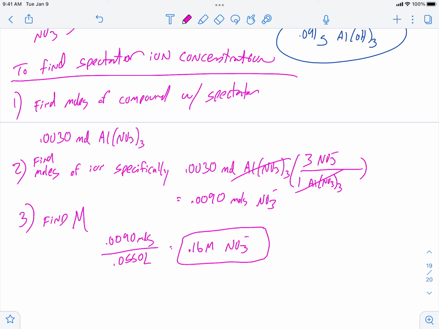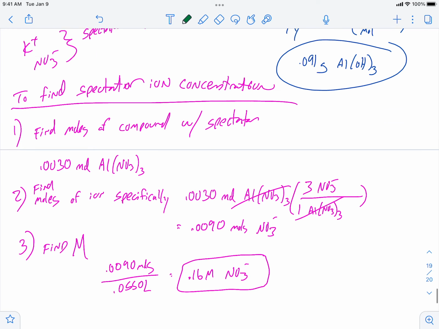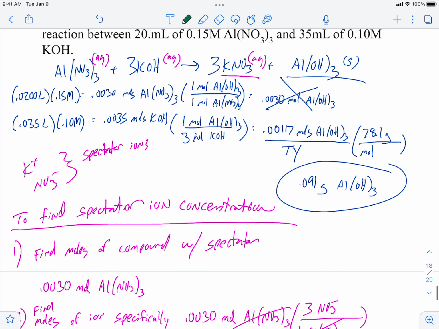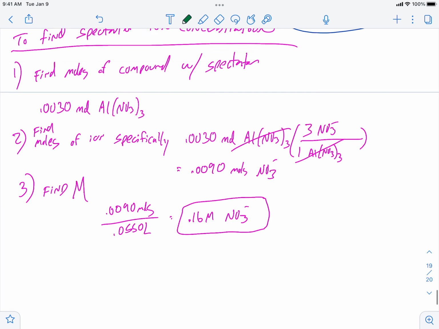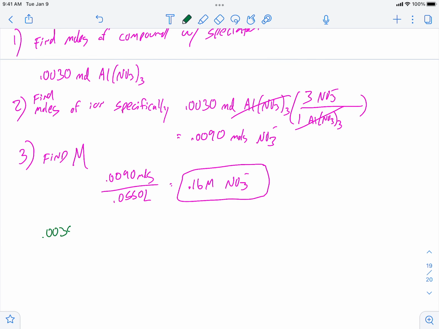All right. We said there are two spectator ions. That's one of them. Let's do the other. Find the moles of the compound with the spectator ion. So where are the moles of the compound that contains the potassium? How many moles did we begin this problem with of potassium hydroxide? Right here. Okay, so 0.0035 moles of KOH. But KOH is not the spectator. K is the spectator. So we need to change units.